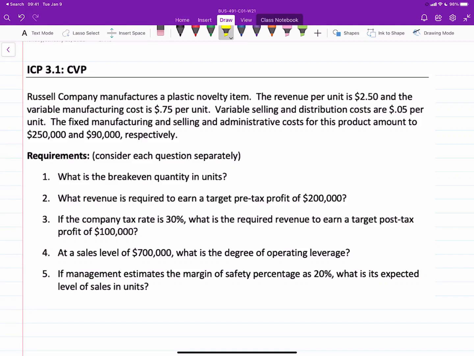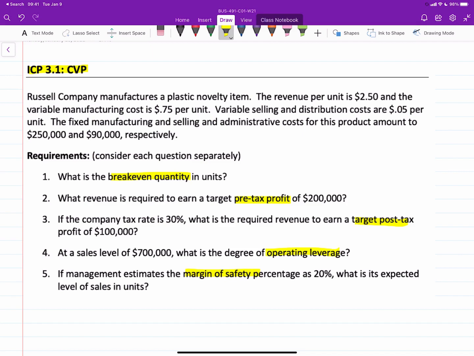Hello there. In this video, we'll demonstrate the solution to in-class problem 3.1 on cost volume profit analysis. The nice thing about this particular problem is it brings together all the concepts we've covered as part of CVP, including break-even quantity, earning a pre-tax profit, earning a target post-tax or after-tax profit, the degree of operating leverage, and margin of safety.